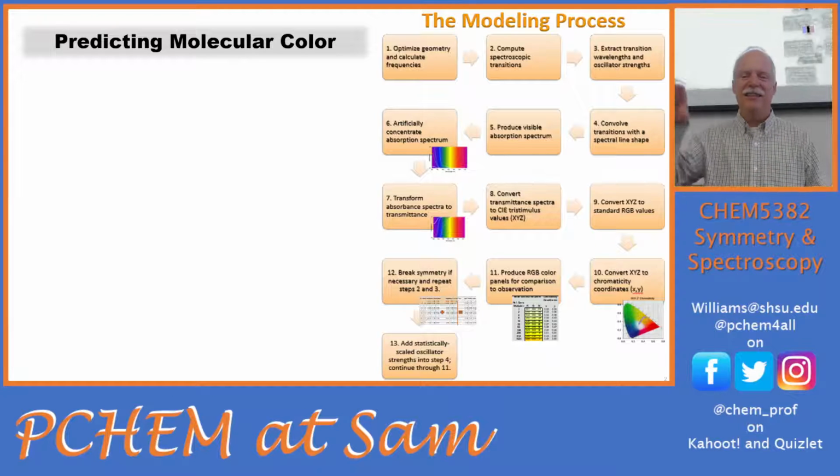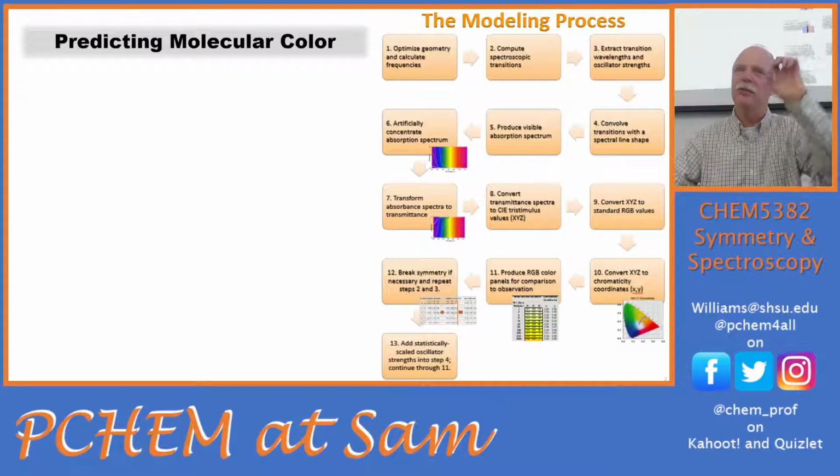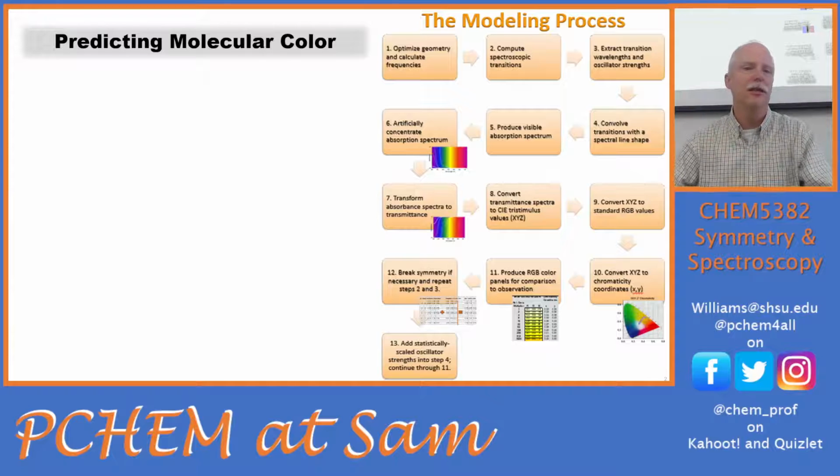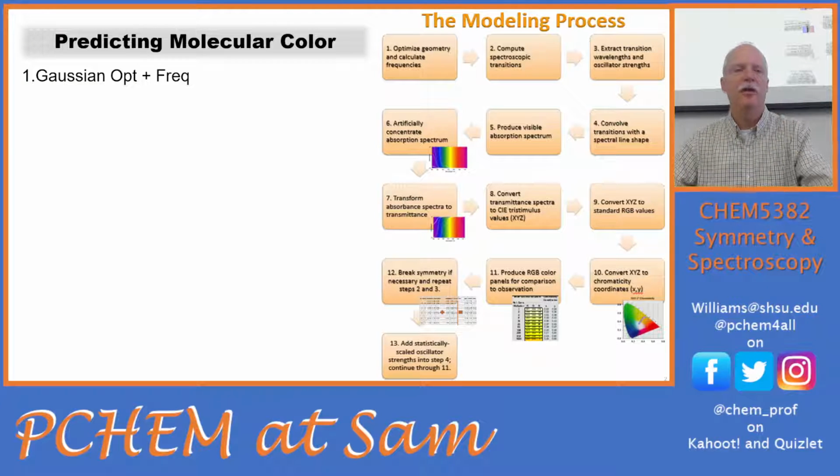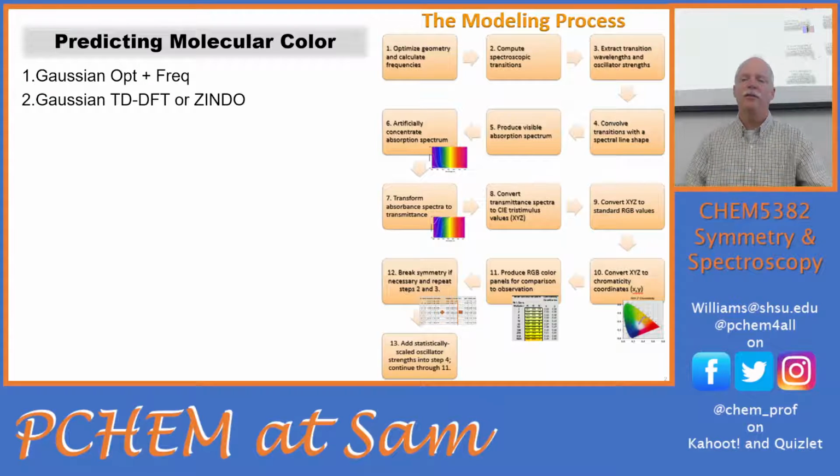So I'm going to walk you through that poster, which really walks you through this process. So these are the steps. You're definitely okay with several of these. You know how to build a molecule in Gaussian now. You can optimize it. You can do a frequency calculation. Then you can do this UV-Vis transition calculation.